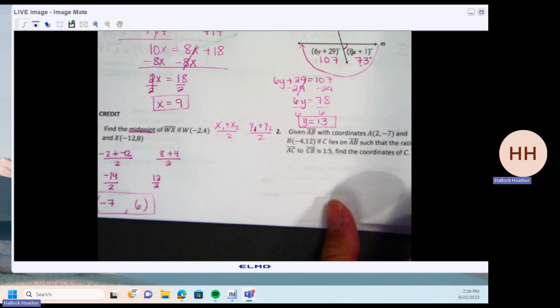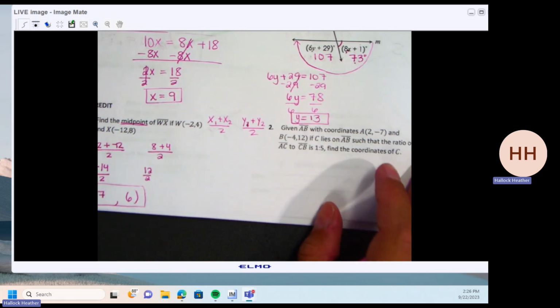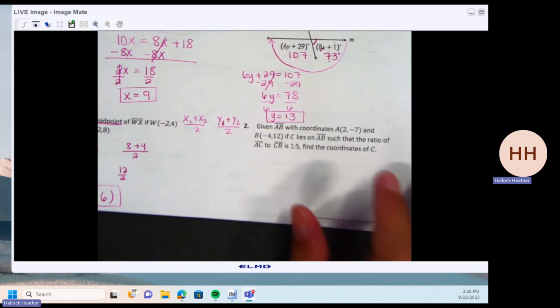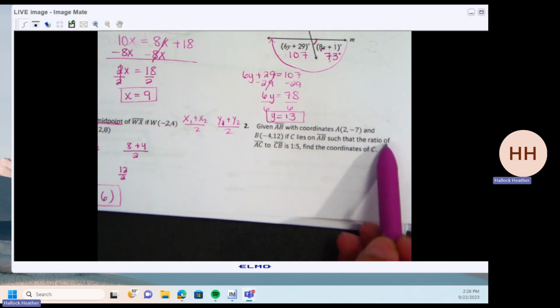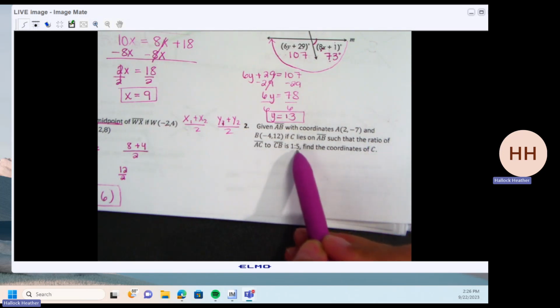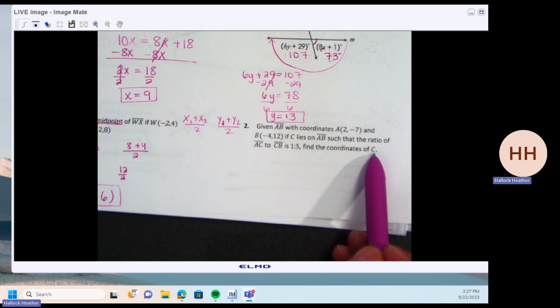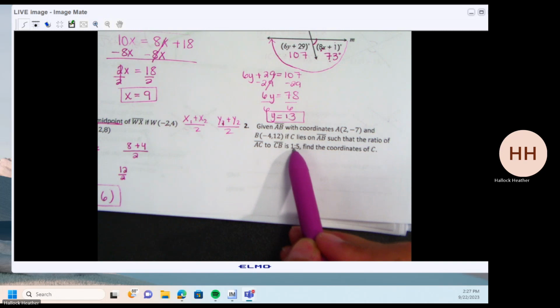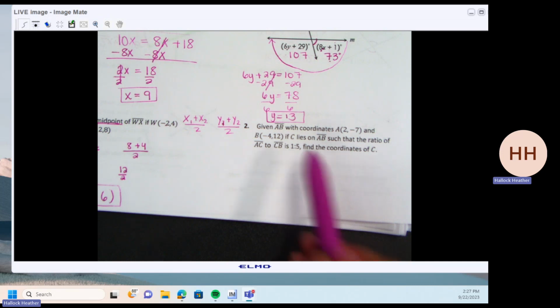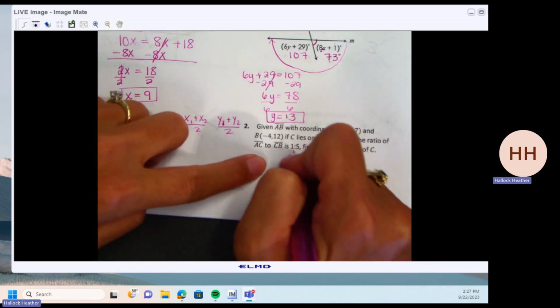For the second one, it says, given AB with coordinates A and B, if C lies on AB such that the ratio of A to C and C to B is 1:5, find the coordinates of C. So this is partitioning. You have to change this to a fraction. So my ratio is not 1:5. It's not 1/5. It's 1/6. So this is my R.